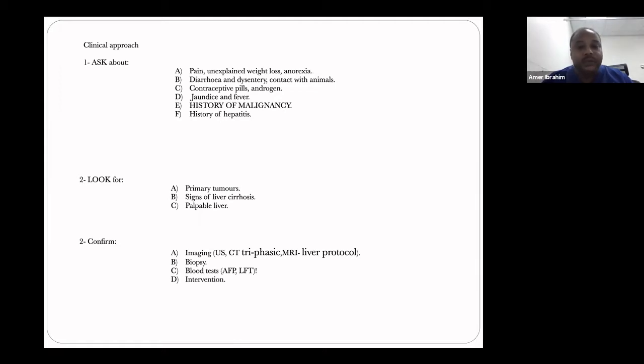You will look definitely for the primary tumors, for example GI tumors, or signs of stigmata of liver cirrhosis, which is mainly related to hepatocellular carcinoma at the end, and whether the patient has a palpable liver, and confirm these findings with the investigations in the form of ultrasound and a CT scan, which is a triphasic CT scan.